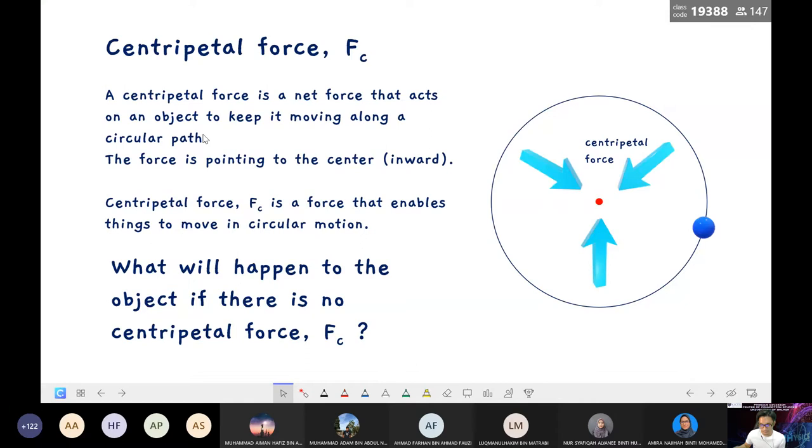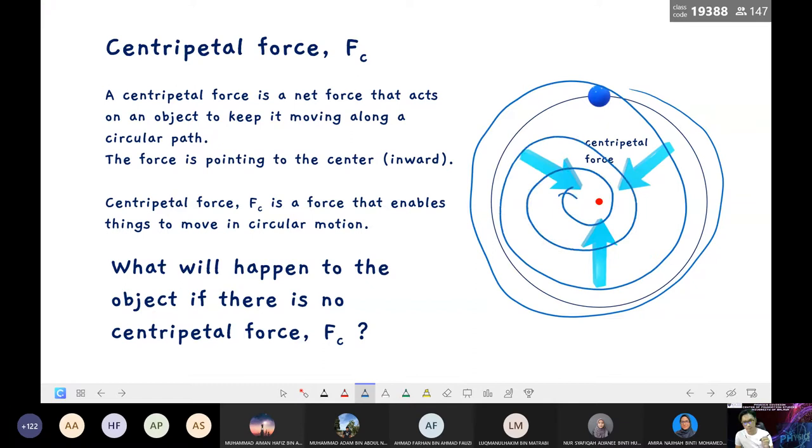Jadi, what will happen to the object if there is no centripetal force? Tiba-tiba centripetal force ni hilang. Adakah objek itu masih bergerak secara membulat? Adakah ia bergerak seperti ini, semakin lama semakin mengecil? Ataupun dia bergerak the other way around? Anyone kalau nak guess? Straight line. Ada yang kata straight line. Straight line maybe dia ke sana ke? Lagi? Alright, it's okay. Kita tengok next.